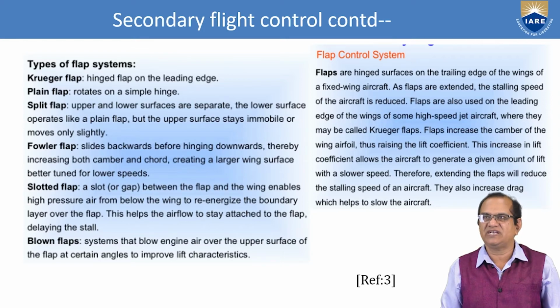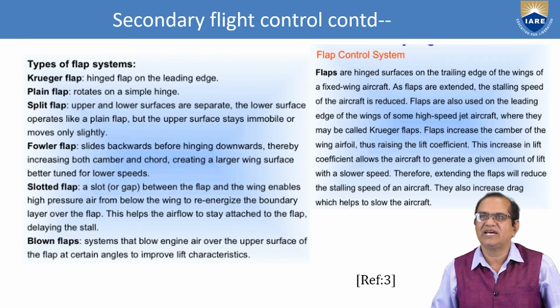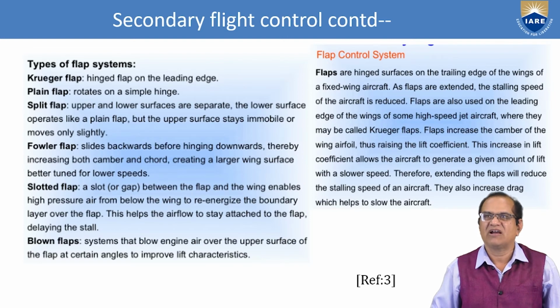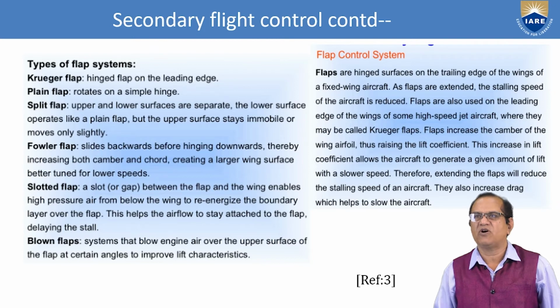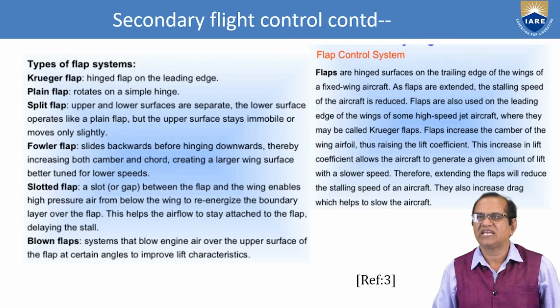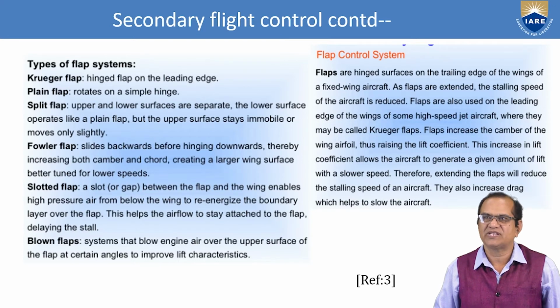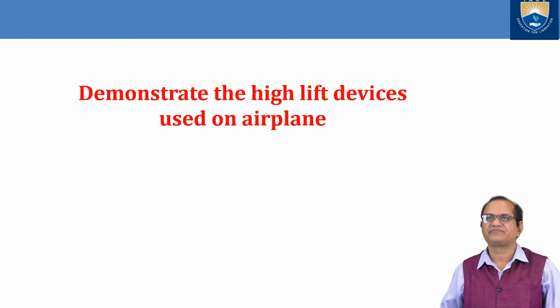As flaps are extended, the stalling speed of the aircraft is reduced. Flaps are also used on the leading edge of the wing of some high-speed jet aircraft, where they may be called Kruger flaps. Flaps increase the camber of the wing airfoil, thus raising the lift coefficient. This increase in lift coefficient allows the aircraft to generate a given amount of lift at a slower speed. Therefore, extending the flaps will reduce the stalling speed of the aircraft. They also increase drag, which helps to slow the aircraft.